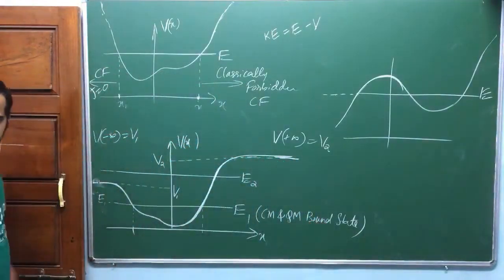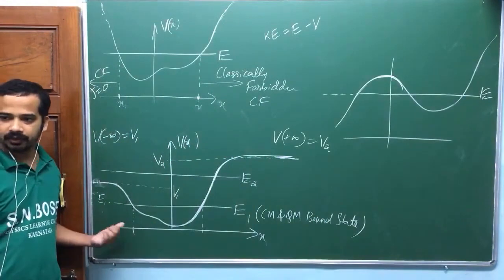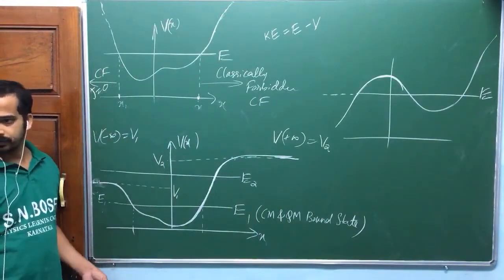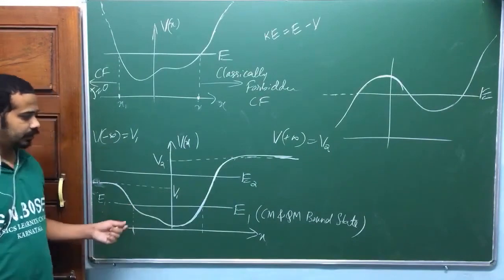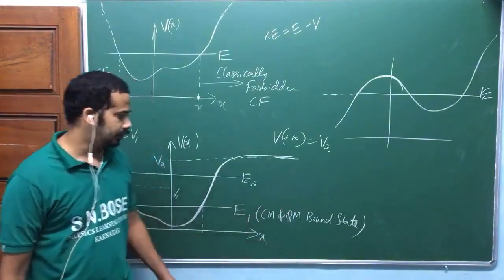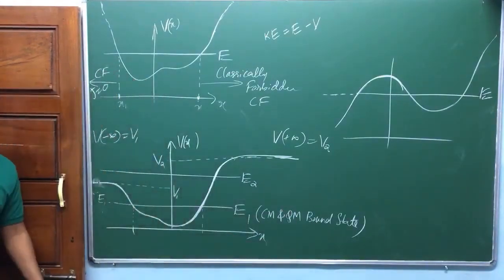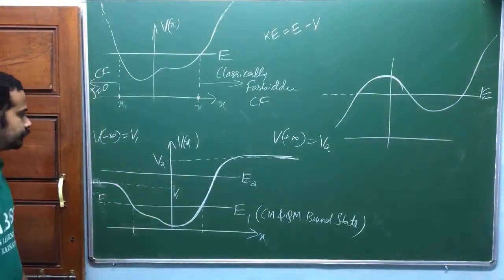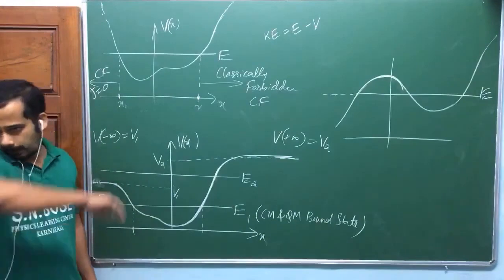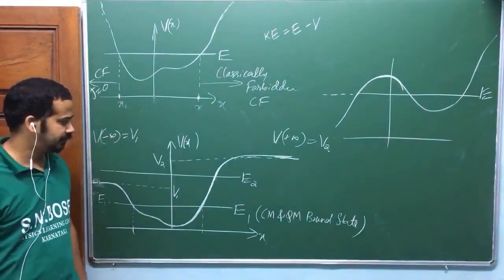Is that okay? So there is no possibility of tunneling. That's why the particle cannot escape here. The particle cannot escape here, that's why it is a bound state. But what about E2? What about E2, quantum mechanically?